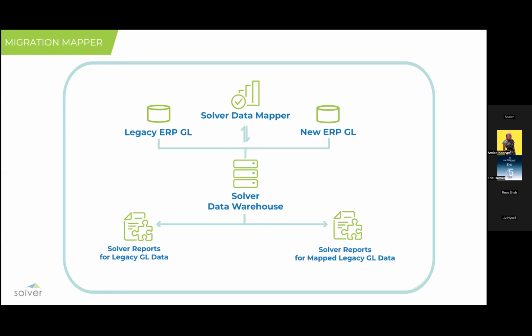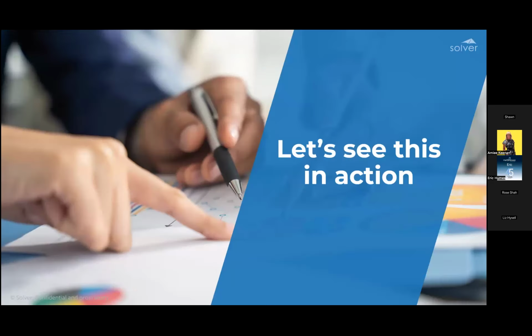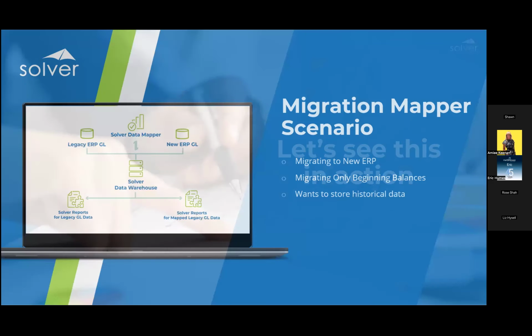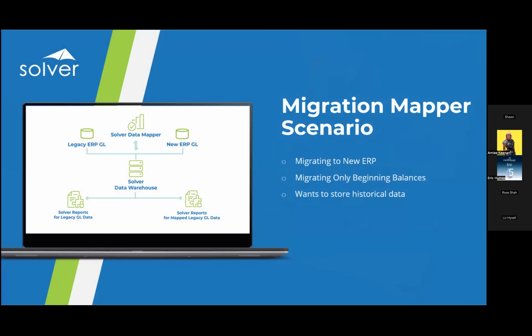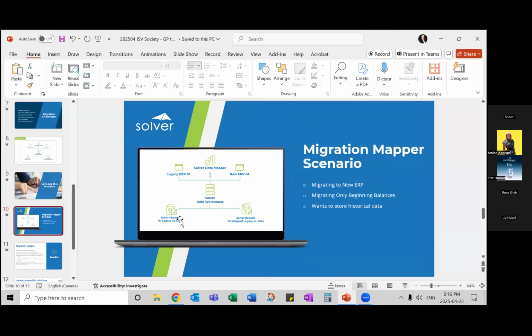So what I'm going to do here real quick now is switch screens to my Solver Cloud Portal, and I'm going to show you a little under the hood and show you how we can handle this in Solver. What you have on my screen here is a very typical use case and a very typical scenario for customers like you guys who are looking to migrate to a new ERP, currently only can bring in beginning balances, and of course want to store some of that historical data.